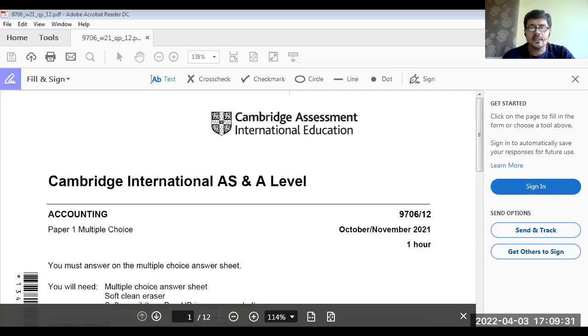So let's start with our paper. Today we have to start AS paper 1. So this is your paper. AS paper 12, November 2021. 9706, paper 12, November 2021. 1 hour paper, 30 MCQ. So let's start with your paper.